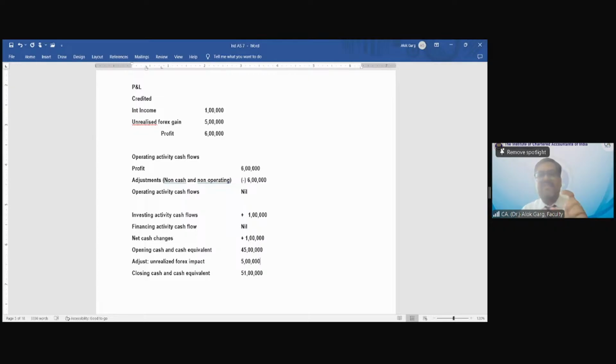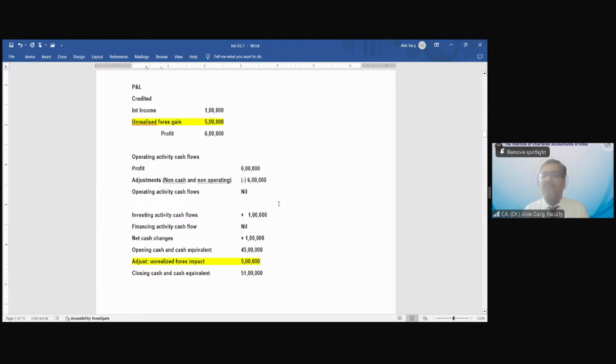Your net cash changes plus your opening cash and cash equivalent should tally with your closing cash and cash equivalent in the balance sheet. So it should have been 46 lakh, right? But it is 51 lakh. So what is that 5 lakh? That 5 lakh is unrealized forex gain. This is what I have adjusted here, this is what I have shown here.